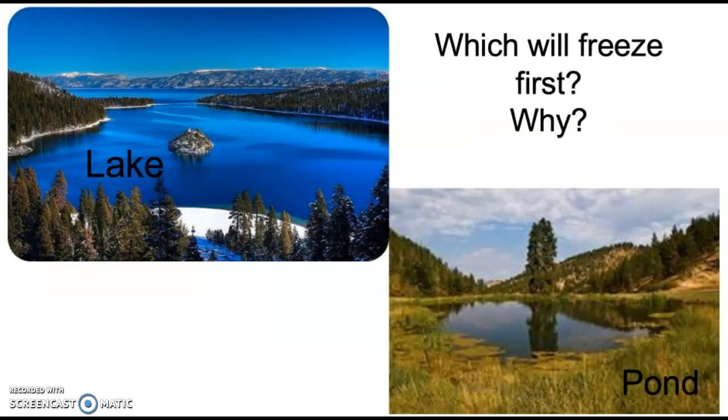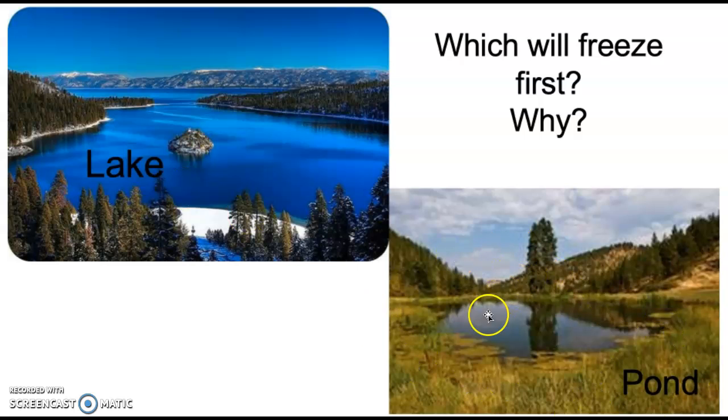So let's look. Here we have a lake and a pond. Which one do you think will freeze first and why? Well, if we look at them, we have two different sizes of water, or amounts of water. The lake is huge. There's a lot of water. So we're going to need a lot of energy to freeze that lake because there's lots of molecules that we would have to slow down enough to get them to decrease their movement, or to freeze.